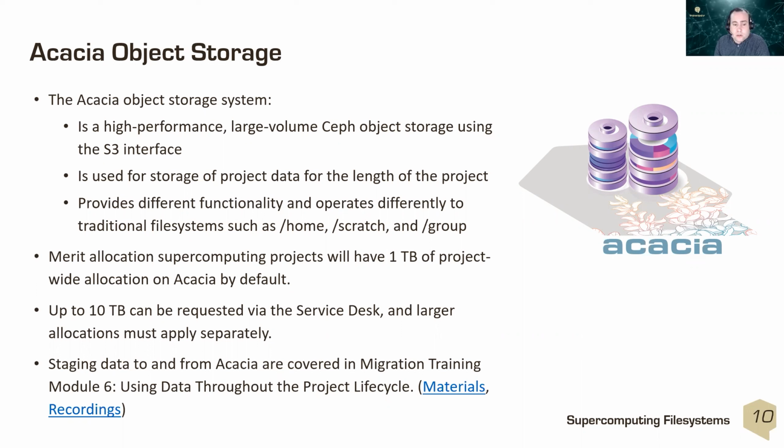And the merit allocation projects will have a 1 terabyte allocation on Acacia by default. If you would like more storage on Acacia, up to 10 terabytes can be requested via the service desk. And if you have a particular project that requires a larger amount of storage, then there's a separate process to apply through Pawsey's application portal. We cover the use of Acacia from the Setonix system in a lot more detail in Module 6.